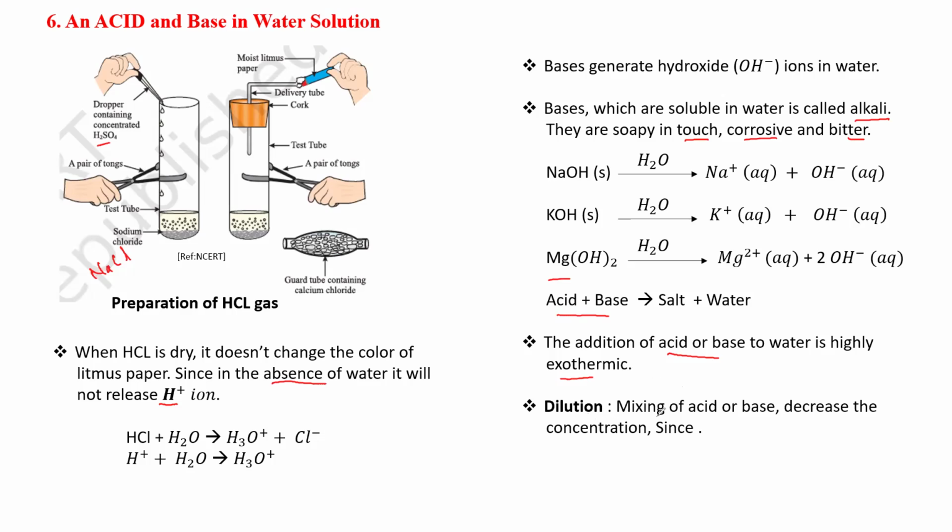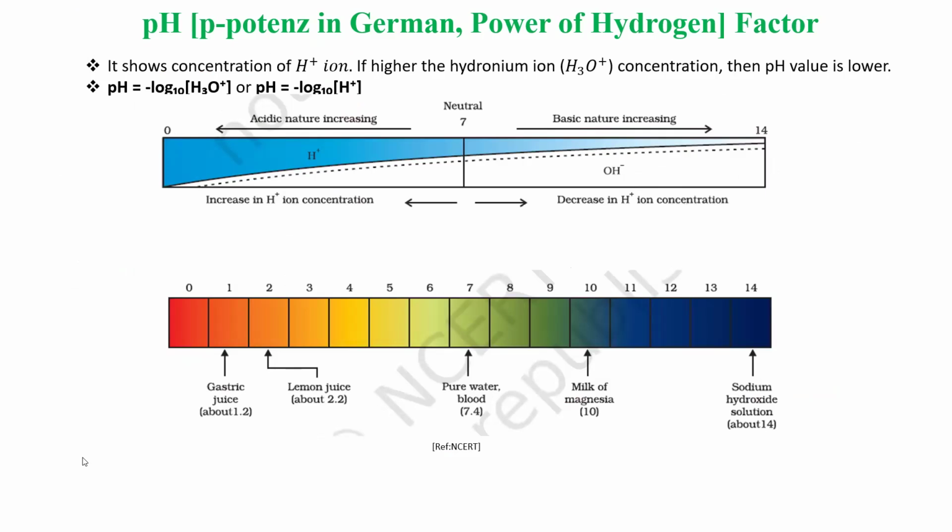Again, we have dilution. When we mix an acid or base with some water, that decreases the concentration. That is called dilution. Due to mixing, it decreases the concentration, so we should write here: since it decreases the concentration. This shows how careful we should be when mixing acid or base, even with water.